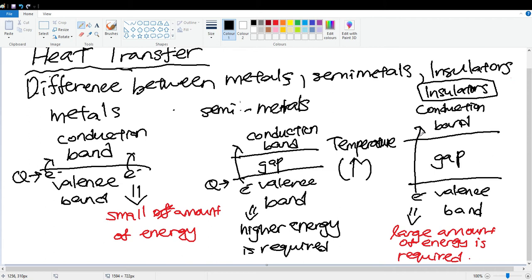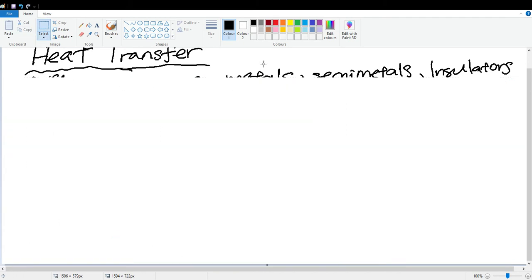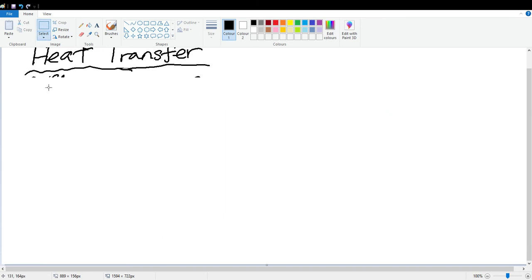Okay, so let's just move on to the next part. Let me just erase all this. Alright, so let's move on to the new topic, which is thermal conductivity. Before that, we need to know some basic principles.